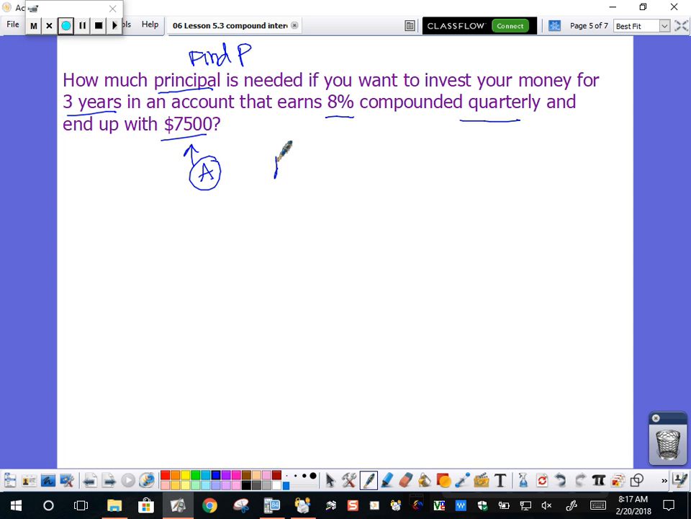So let's write out what we know. We know that we're trying to end up with $7,500. We know that we want to invest the money for 3 years. We know that the interest rate is 8%.